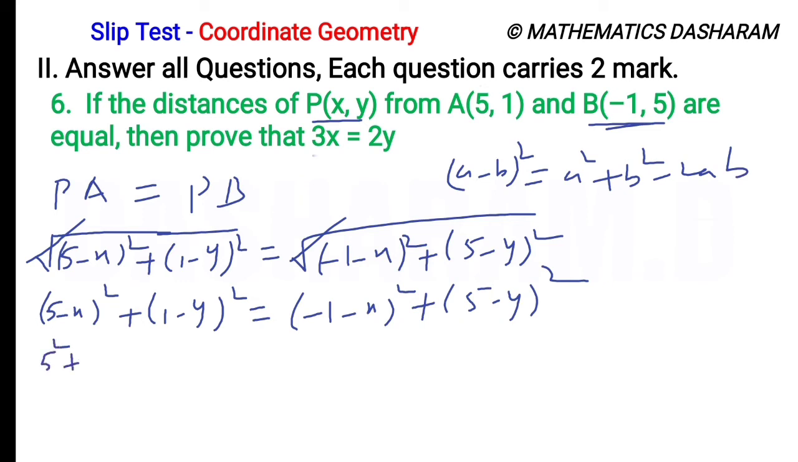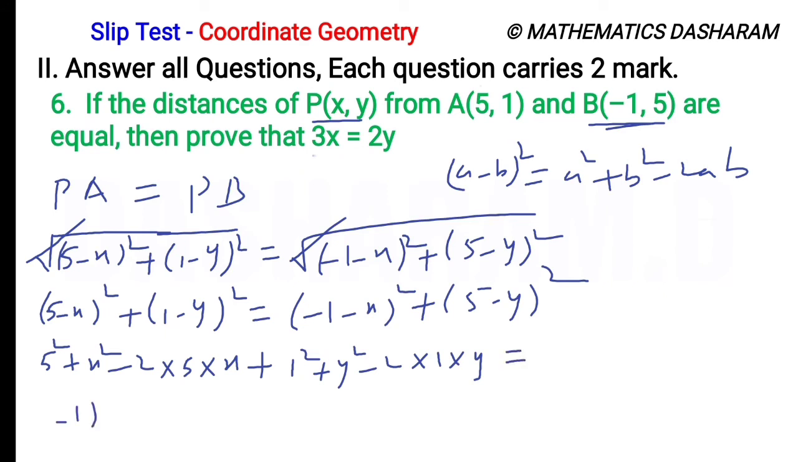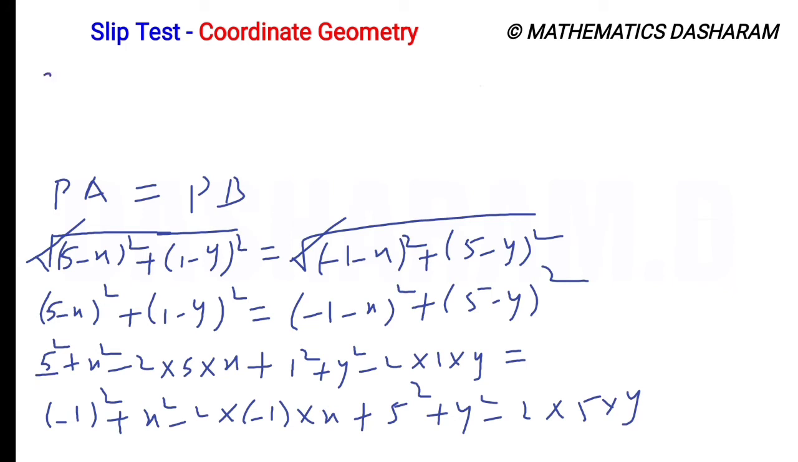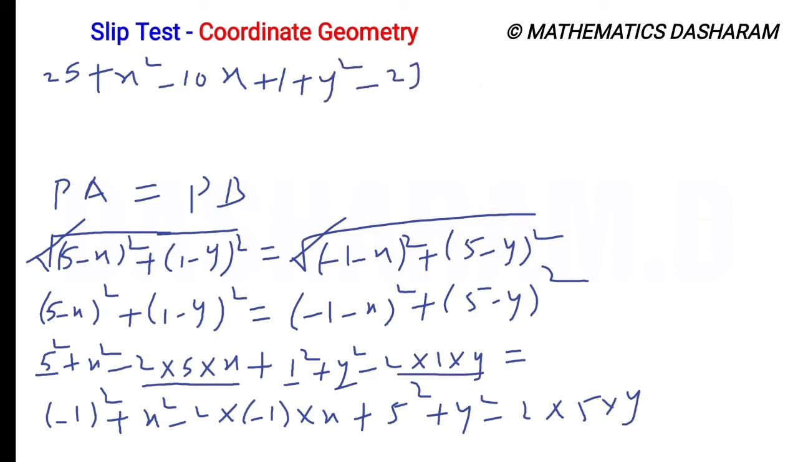So here 5 square plus x square minus 2 into 5 into x. Next 1 square plus y square minus 2 into 1 into y. It is equal to (-1) square plus x square minus 2 into minus 1 into x, plus 5 square plus y square minus 2 into 5 into y. So here 5 square is 25, x square, next 2 into 5 into x is 10x. Next here 1 square is 1, plus y square is y square itself, 2 into 1 into y is 2y.